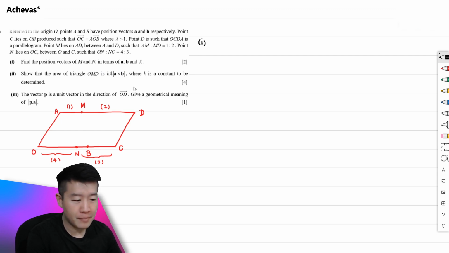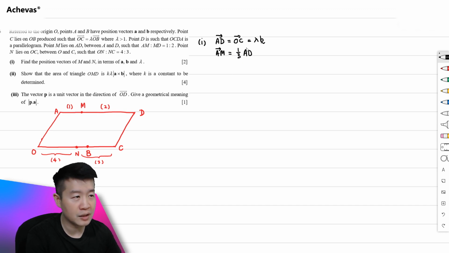To find M, I'm going to quote AD first. Because we have a parallelogram here, AD should be the same vector as OC. And according to the question, OC is lambda B, so AD is lambda B. And I am going to quote AM, this vector here. AM is going to be 1 out of 3 of AD, so 1 over 3 AD.